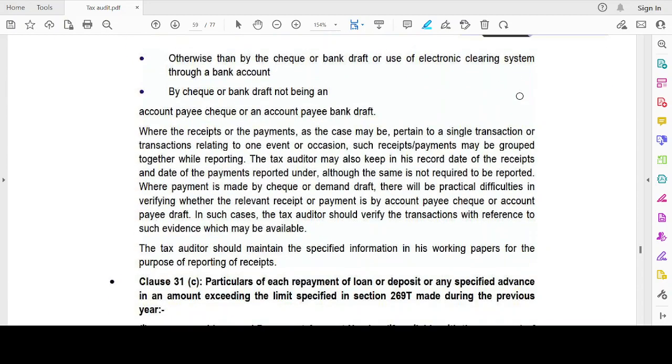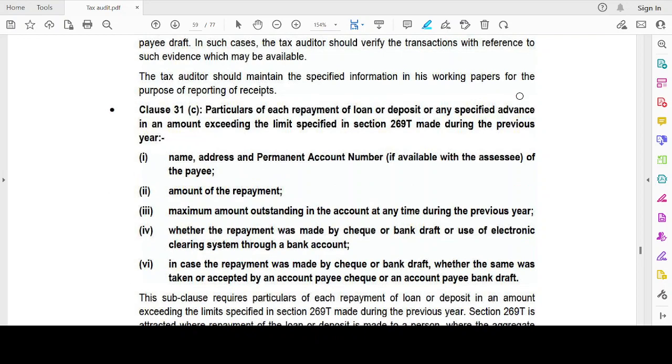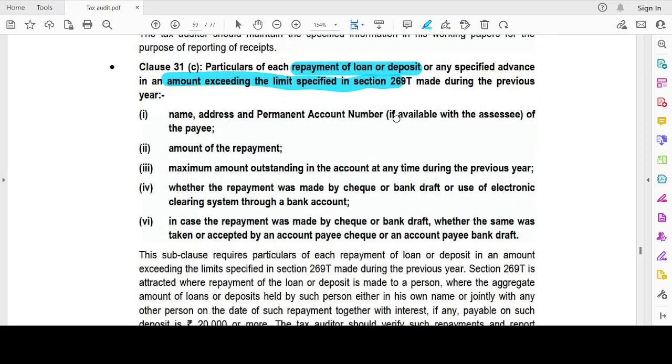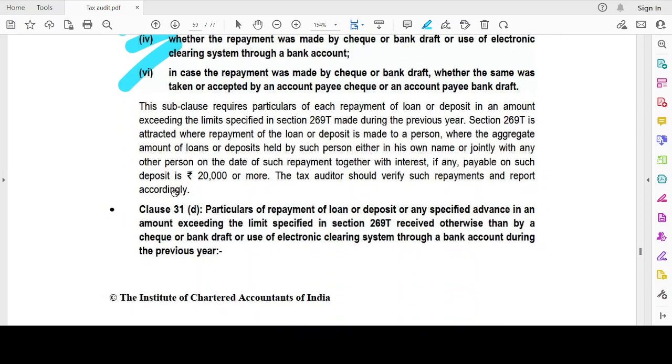Right. Now, let's see clause 31C. Particulars of each repayment of loan. I've taken some loan, I'm going to repay it. Or any specified advance in an amount exceeding the limit specified in 269T made during the previous year. Name, address, PAN, amount, maximum amount outstanding, whether the repayment was made by cheque or something, that is banking mode, and whether it was made by an account payee cheque or an account payee bank draft. If not, I have to report it. Okay. Against just 20,000 or more.